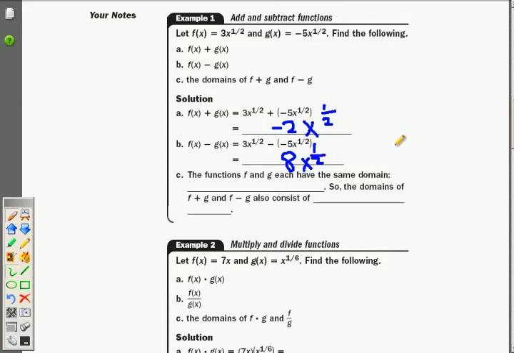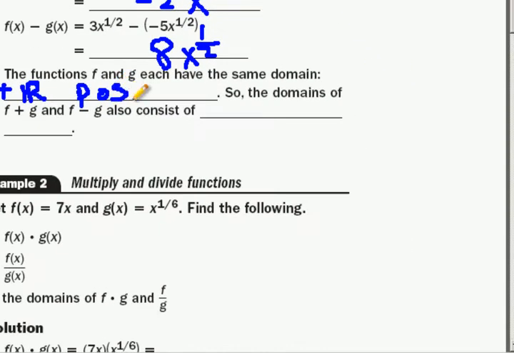And the functions f and g each have the same domain. Well, what can x not be in this situation when we have x to the 1/2 power? x cannot be a negative number because, remember, 1/2 power means square root of x. And you can't have the square root of a -5 or something like that. So the domain is positive reals, positive real numbers, or really non-negative. I guess you can have a 0 there too.